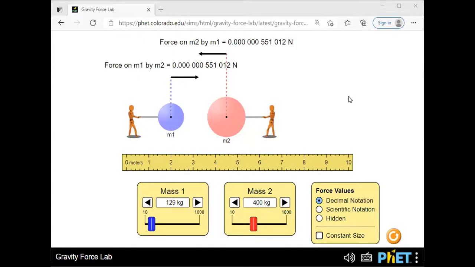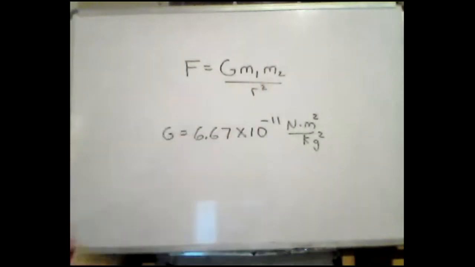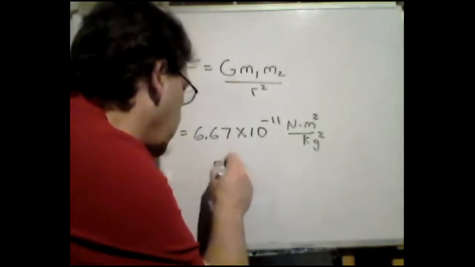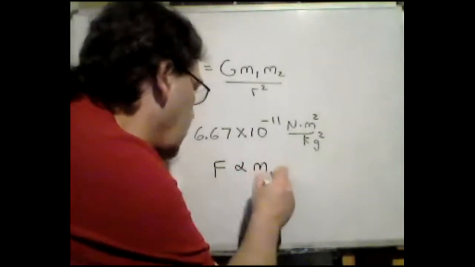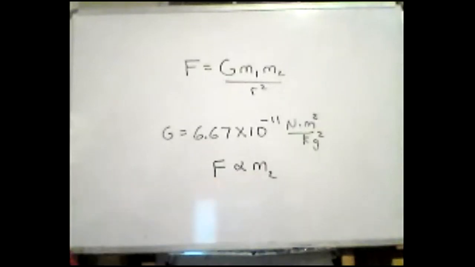Sometimes experiments are boring. Okay, so I have 400 kilograms. I notice that mass value. Well, let me reduce it and see what happens to the force. As I reduce this value, I notice that the force is going down. Why is that? Again, it is because the force is directly proportional to m2. If I make m2 smaller, the gravitational force gets smaller.